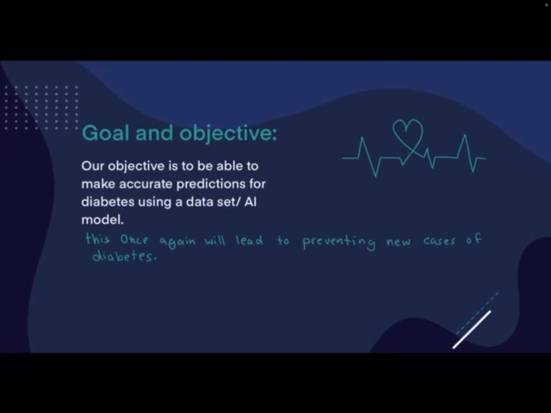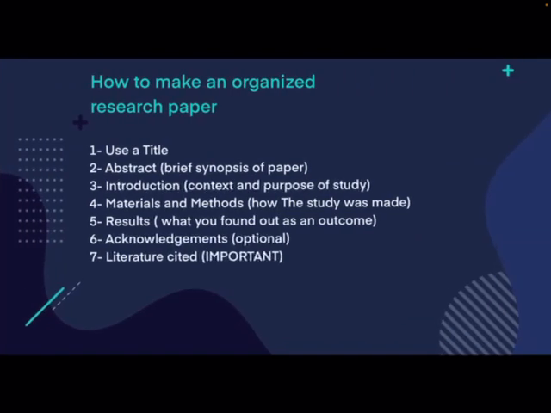Our goal and objective. Our objective is to be able to make accurate predictions for diabetes using a data set or an AI model. So these are the steps that you could use to follow to make an organized research paper as we did.